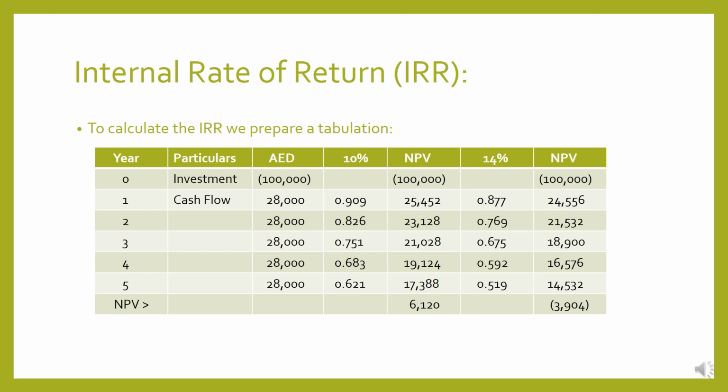So here we are. We have a tabulation, and in this tabulation we have used two discounting rates, 10% and 14%. The result of this tabulation is that we got two net present values. Using the 10% discounting rate, the NPV is 6,120, and this is a positive NPV. Then using the 14% discounting rate, the NPV is a negative figure of 3,904. To interpret this result, we have to go to the next slide.